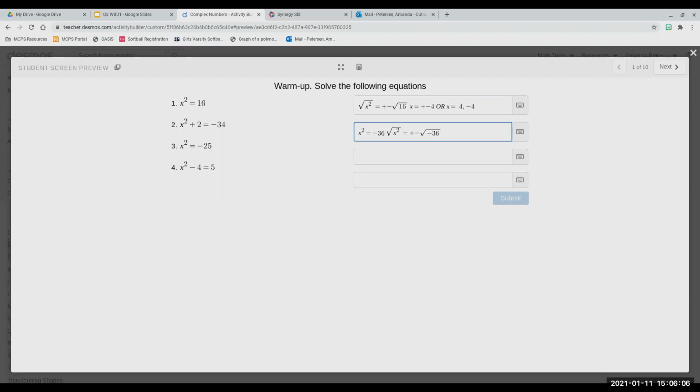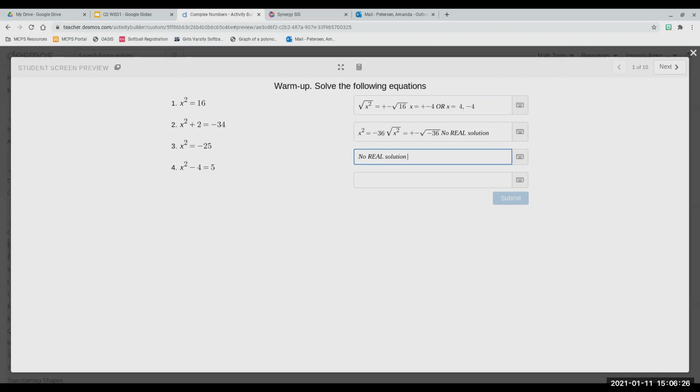Well, alarm bells should be going off because there is no real solution when you square root a negative number. If you look at number 3, you'll realize we end up with the same scenario where it's x squared equals negative 25. So yet again, no real solution.